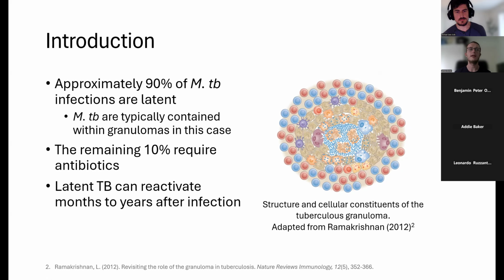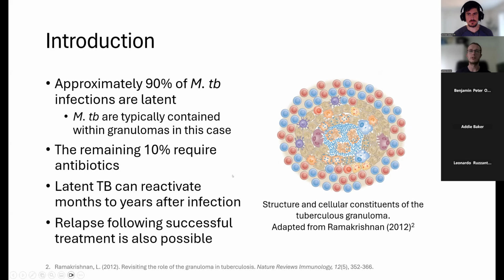With latent TB, even if you are successful in containing the infection initially, months or even years after your initial exposure to MTB, you can go on to reactivate the infection and develop disease. This is normally observed in individuals whose immune response has weakened over time, potentially after co-infection with HIV, from cancer treatment, or just from getting older and your immune system becoming worse over time. Even in cases of successful treatment with antibiotics, it's still possible to undergo relapse within the next few years after your successful treatment.